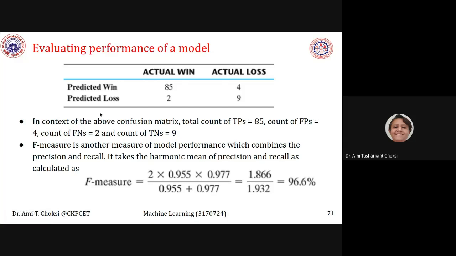Then predicted loss, so negativity. Loss means negativity, that is N. But actual is win, so falsely saying that we are having loss. So it is called false negative. Here actual is loss and predicted is also loss. Both ways it is negative, so it is true negative, and that is equal to 9 from this table.